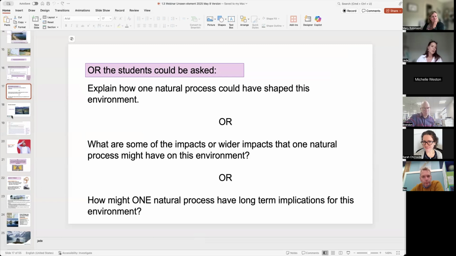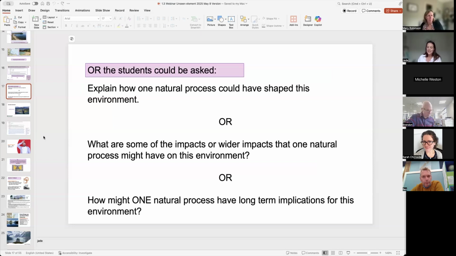So do make sure your students are having lots of exposure to interpreting different types of sources. So they might also be asked to explain how a natural process could shape the environment, or what are some of the impacts or wider impacts of a natural process on the environment, or how might a natural process have a long-term implication for the environment.